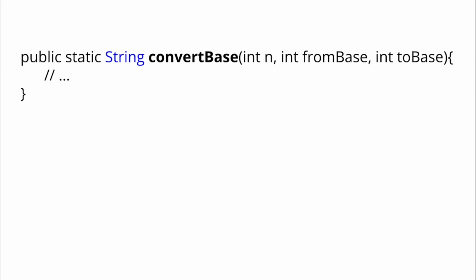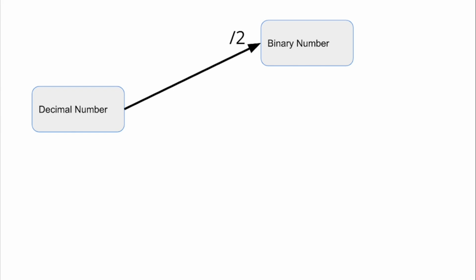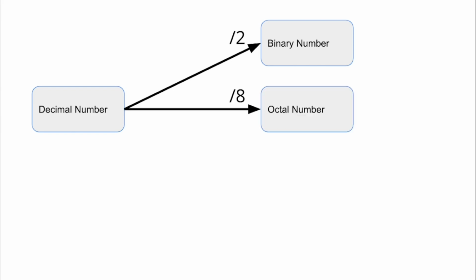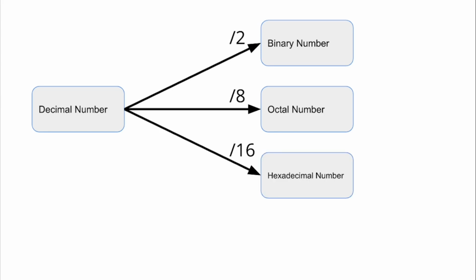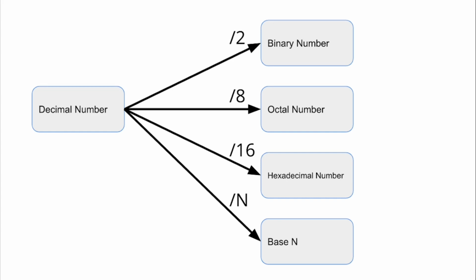A decimal number is converted into binary by repeated division by 2. A decimal number is converted into octal by repeated division by 8. And a decimal number is converted into hexadecimal by repeated division by 16. In fact, the idea can be extended to convert a decimal number to base n by repeated division by n.